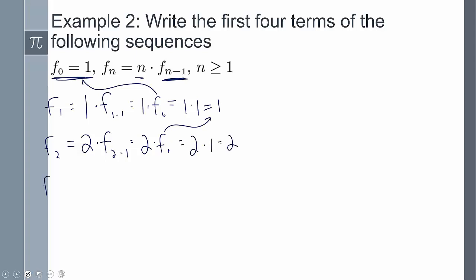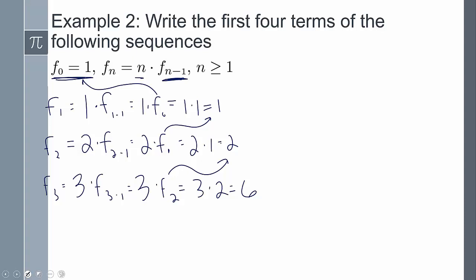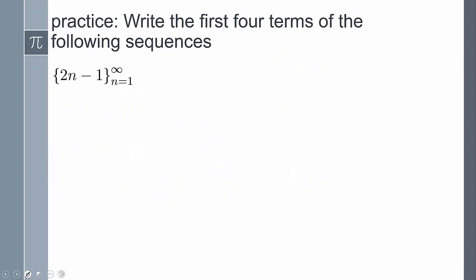And then f of 3 is going to be 3 times f of 3 minus 1, which is going to be 3 times f of 2. Well, f of 2 is right there, so that's going to be 3 times 2, which gives me 6. So just notice that I used the previous term to construct the next term for this. So my values: f of 0 is 1, f of 1 is 1, f of 2 is 2, and then f of 3 equals 6. Now go ahead and pause it if you want to practice this one real quick.